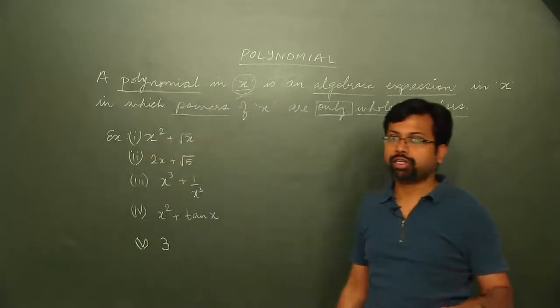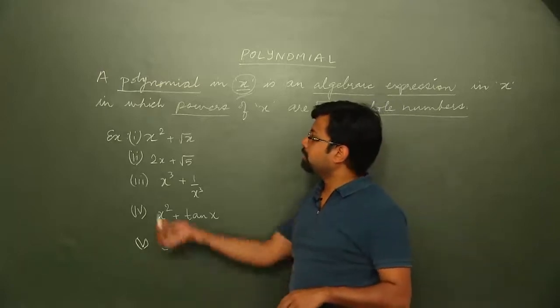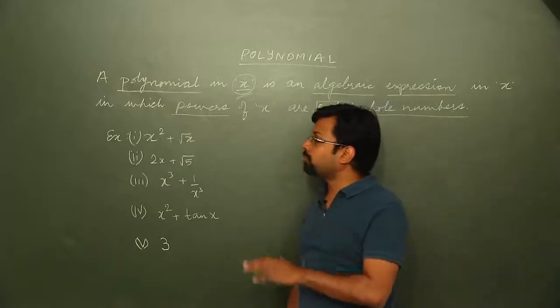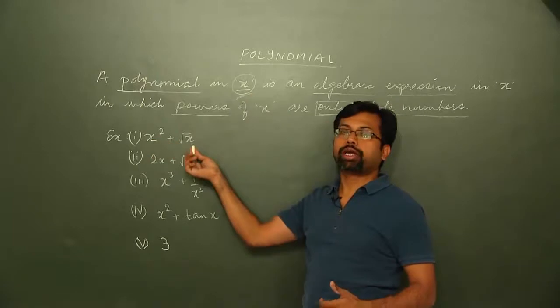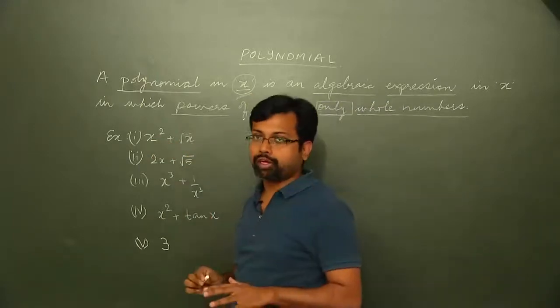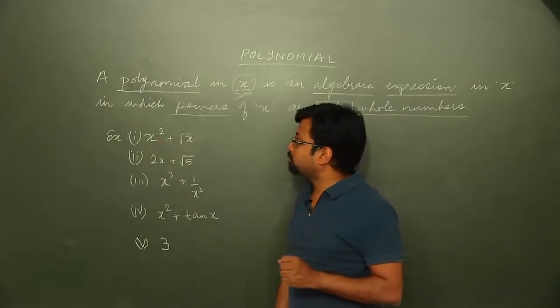It does not involve any other operation, any other expression, trigonometry or any other expression. Hence it's an algebraic expression. So that condition is satisfied. It just has one variable x, that is satisfied. When I say x, we can also write y. x is just symbolic of the fact that there is just one variable. So x squared plus root x is an algebraic expression in x.